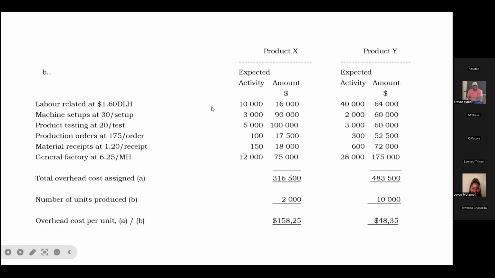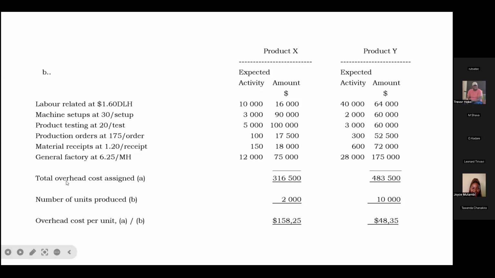Right. So if you go down the screen, you can see now where is product X and product Y. We are now applying those overhead rates to each product. So the labor-related rate at $1.60 per direct labor hour gives us $16 under X and $64 under Y. And so we apply the same throughout all those overhead rates.